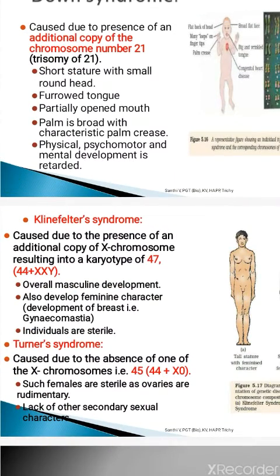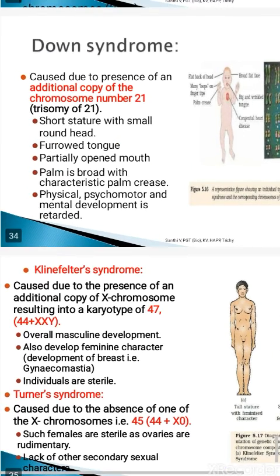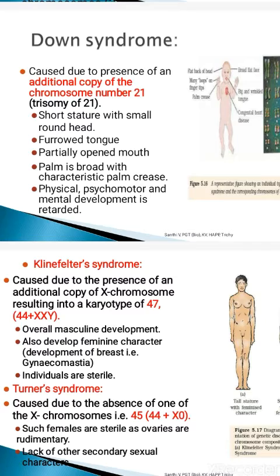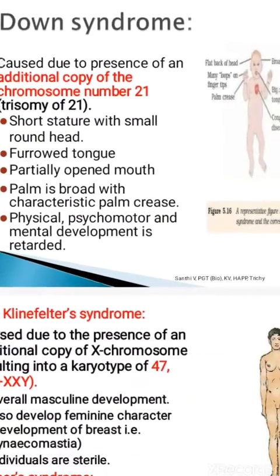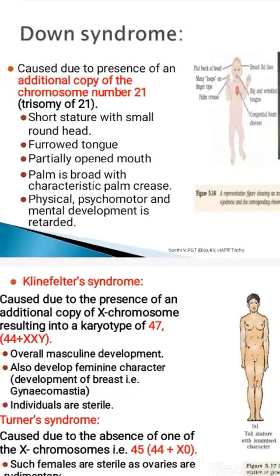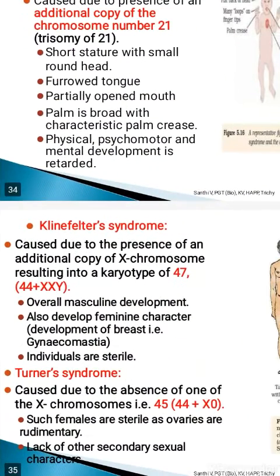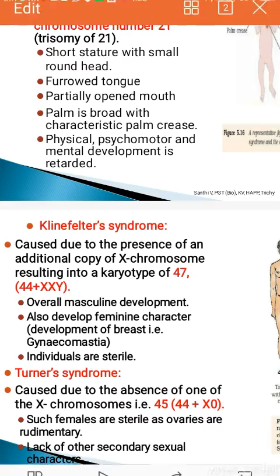So here once again, the chromosome number is 47, and in Down syndrome also the number is 47. The chromosome number is 47. But the change in the case of Down syndrome is the addition of the 21st chromosome. In Klinefelter syndrome, the addition is in the X chromosome.